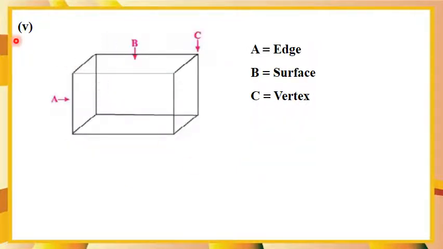Now we are moving to part number 5. It is a cuboid, and three unknown things are asked. The first is indicated by A, and it is an edge. As I told you, there are 12 edges in a cube as well as in a cuboid. B is the surface of the cuboid. There are 6 surfaces in a cube as well as in a cuboid. And C is the vertex. C is the vertex of your given cuboid.